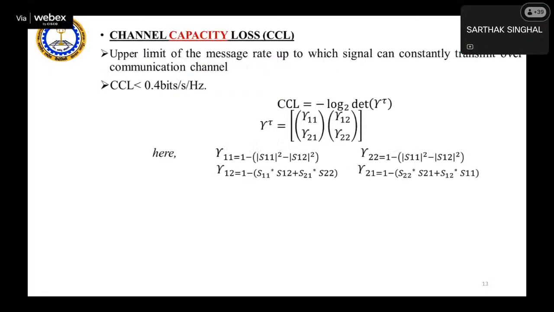Then comes the channel capacity loss. This defines the threshold, that is, the number of bits per second per hertz which can be considered to be lost. The maximum limit should be lesser than 0.4 bits per second per hertz. This CCL is mostly based only on your S parameters, not on the radiation pattern.